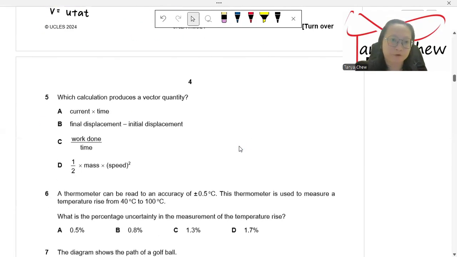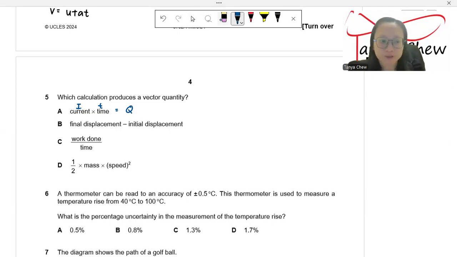Question number 5, which calculation produces a vector quantity? Current, let us look at current. Current is a scalar times scalar. So it will produce current times time, Q equals IT. So this is a charge actually. Charge is a scalar quantity.